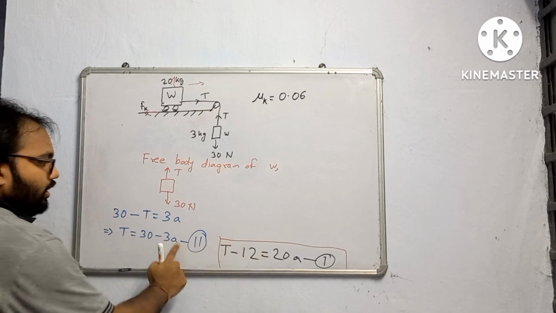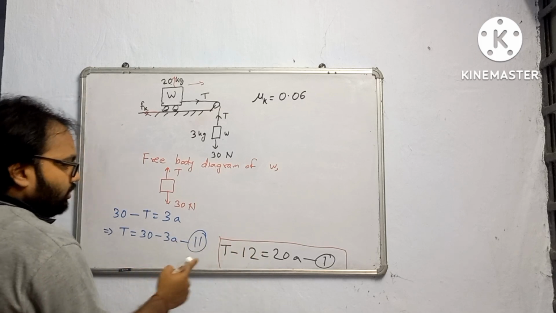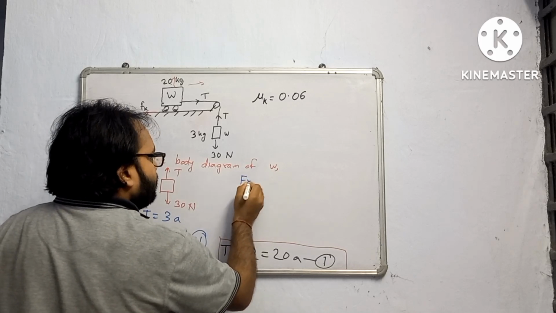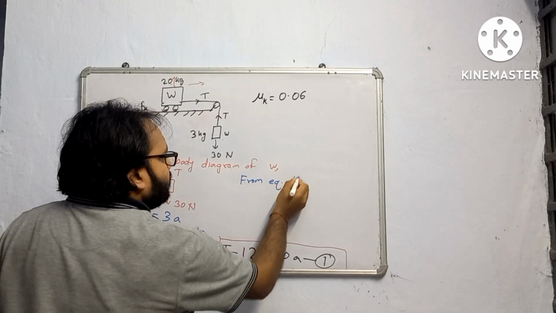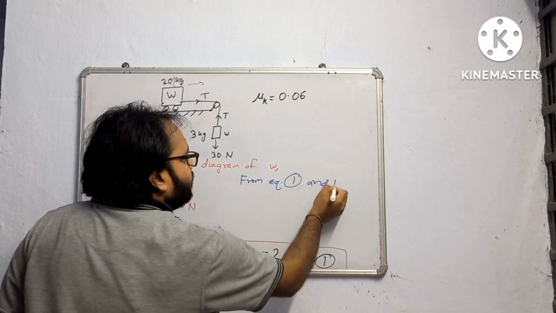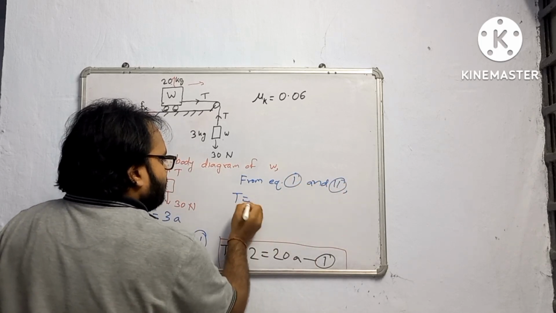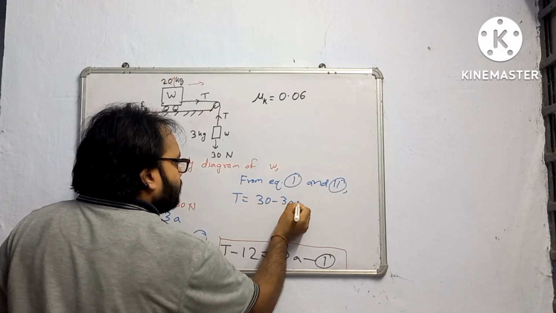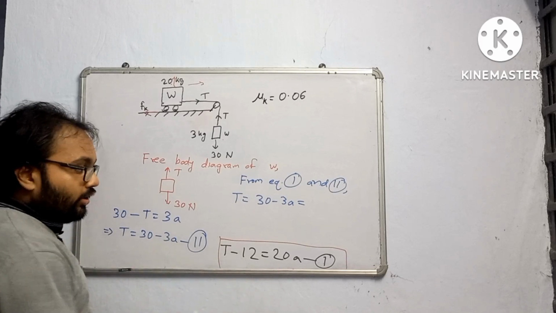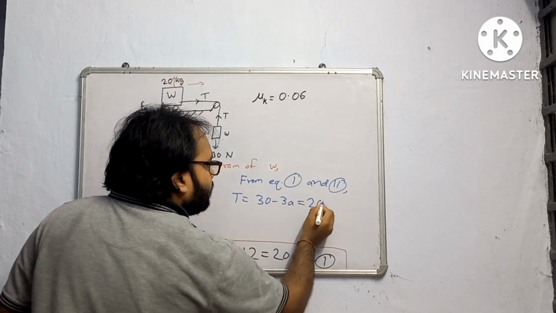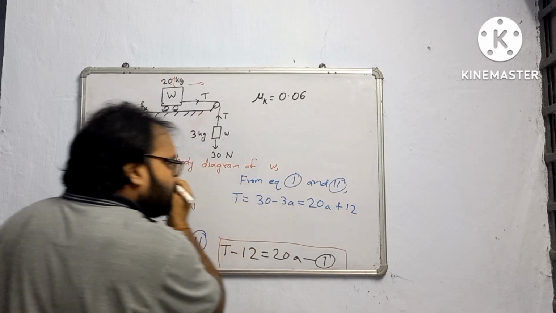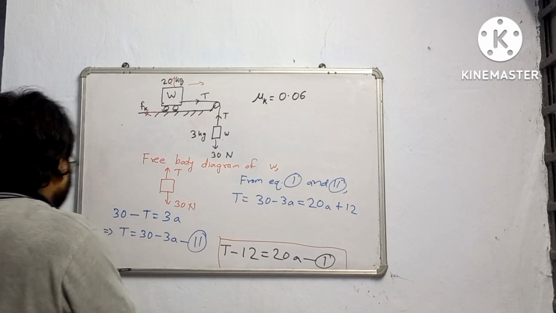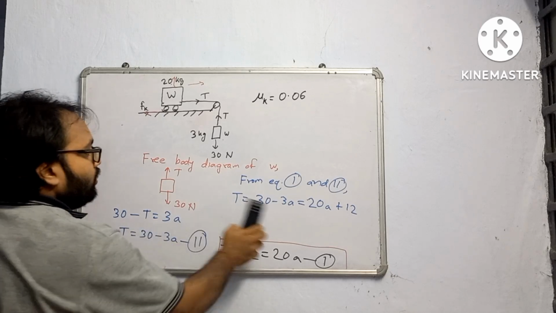From equation 1 and equation 2, T is equal to how much? 30 minus 3A, which is equal to 20A plus 12. We will solve this equation to get A and T. Now I am erasing this. Only equations will be left.